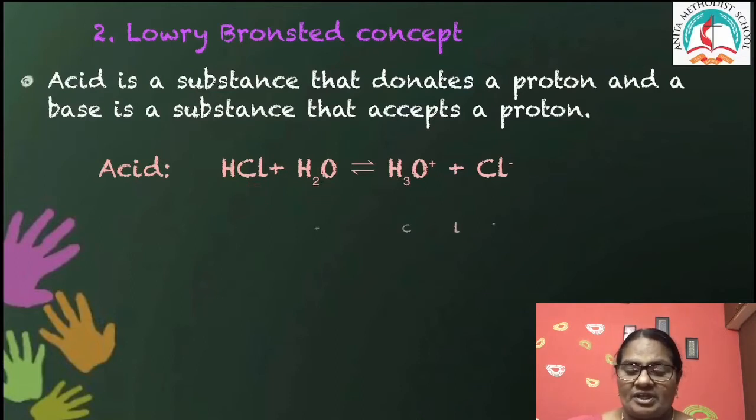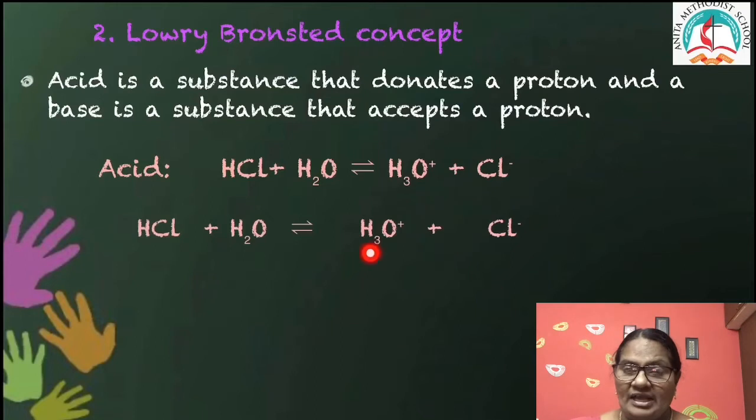Let's look at the products. I have hydronium ion and Cl- ion. Here also hydronium ion can donate a proton to chlorine Cl- and Cl- can accept it. So Cl- is a base. Hydronium ion which gives a proton is an acid. Let's look at another example.